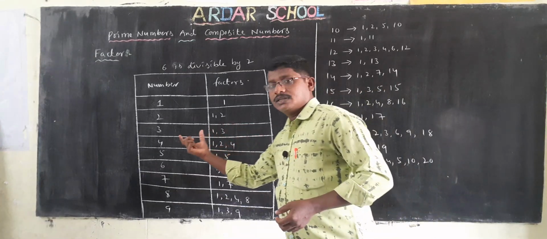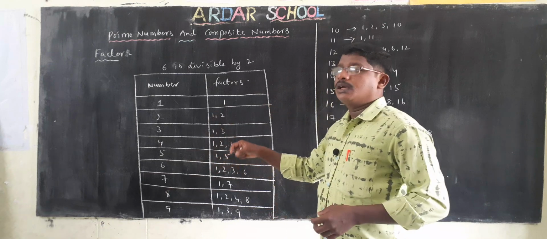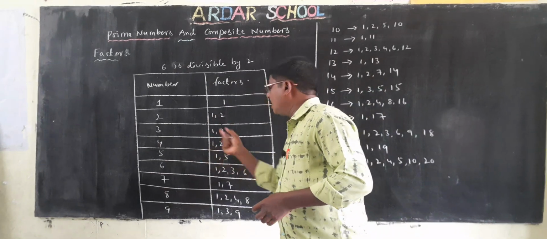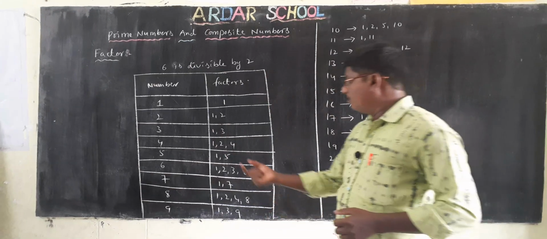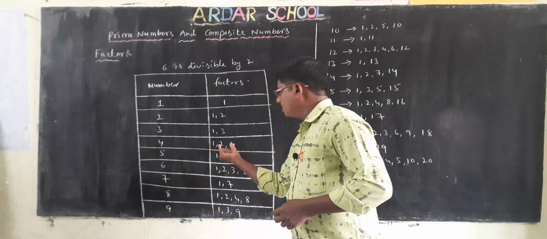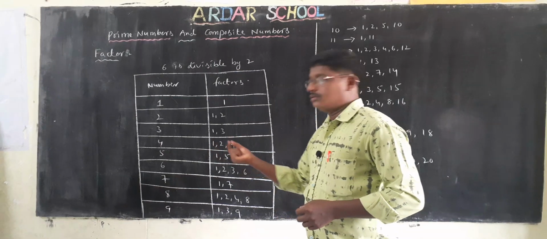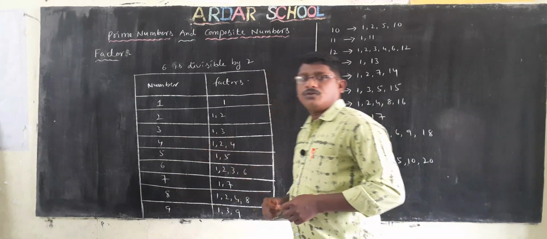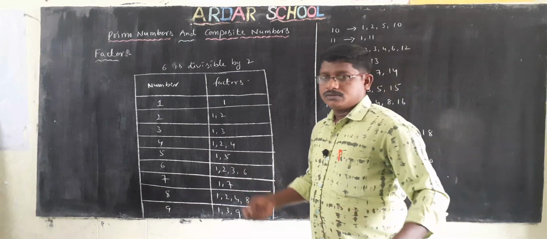Every number has a number of factors that is less than or equal to the given number. For example, 4 has factors 1, 2, 4 only. These factors are less than or equal to 4.